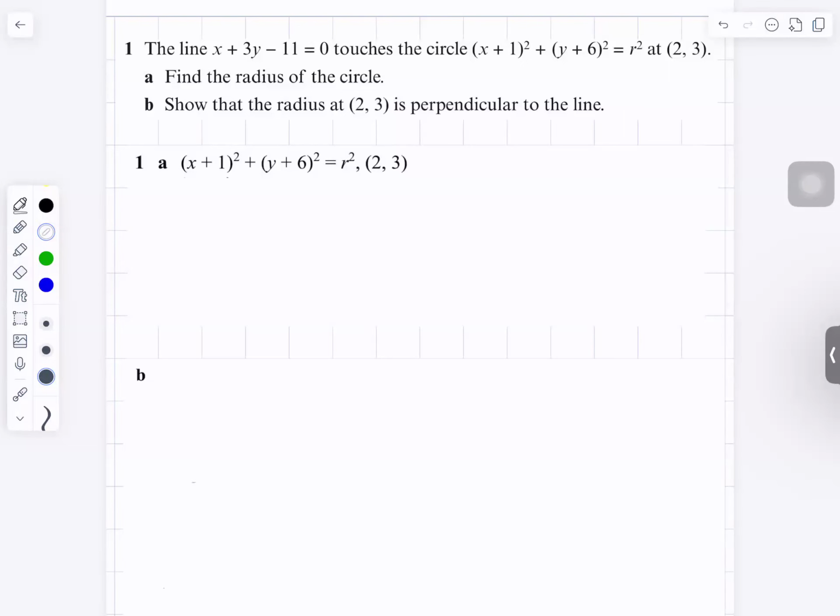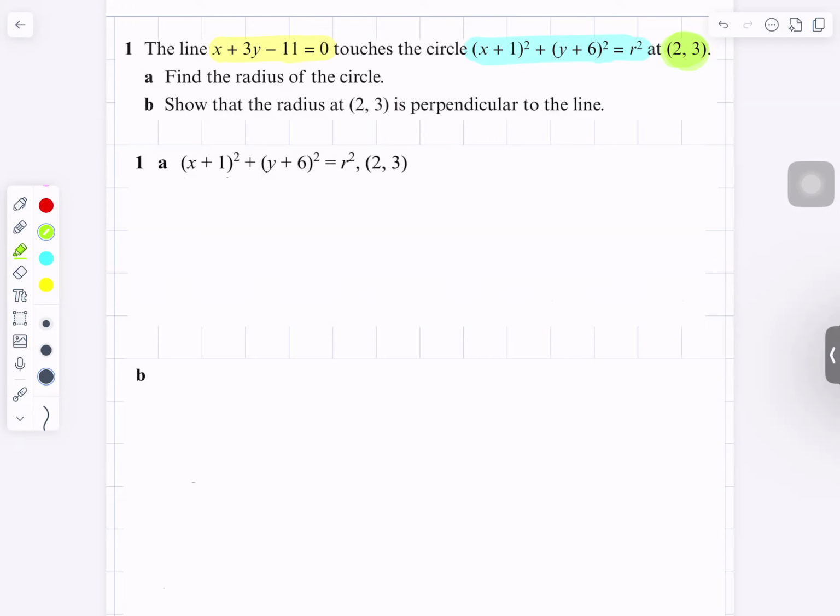Question number 1. The line x + 3y - 11 = 0 touches the circle (x + 1)² + (y + 6)² = r² at (2, 3). Find the radius of the circle.